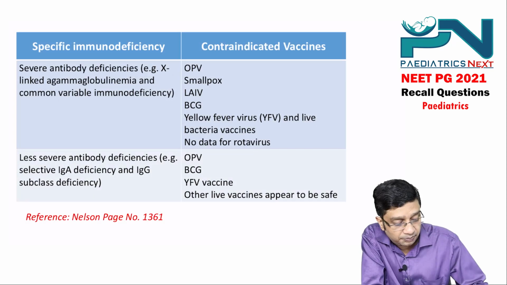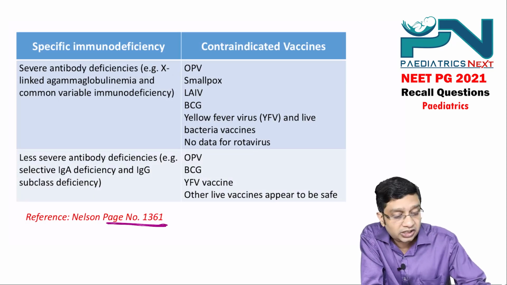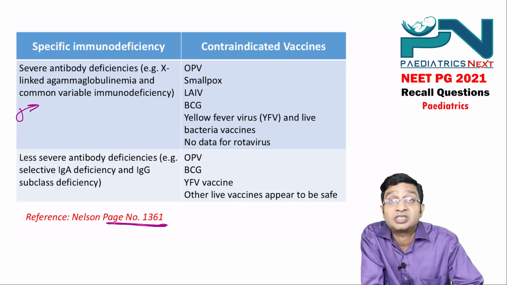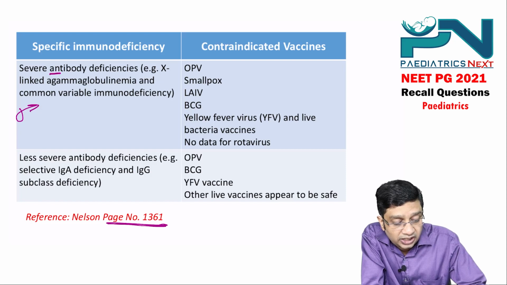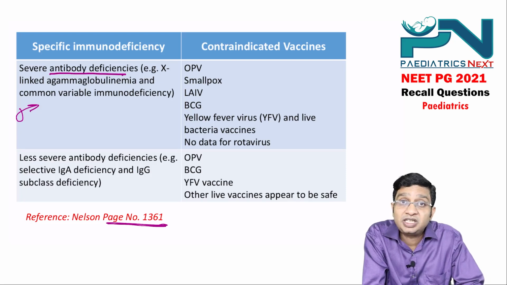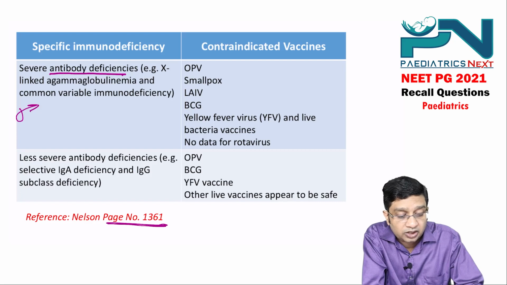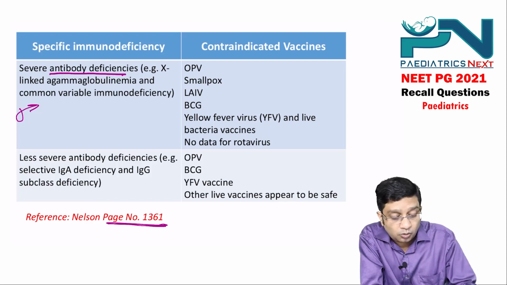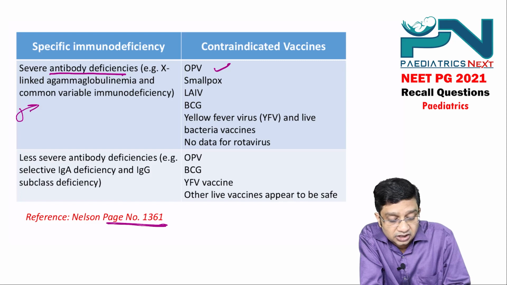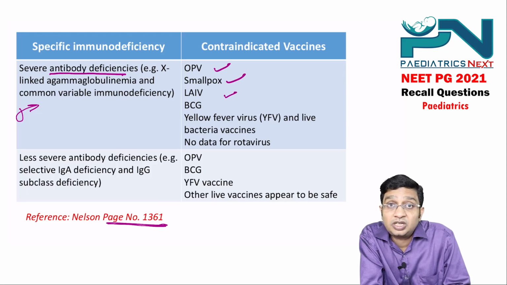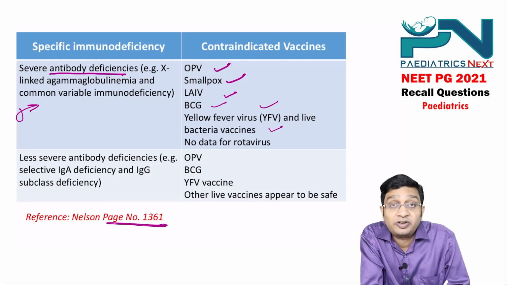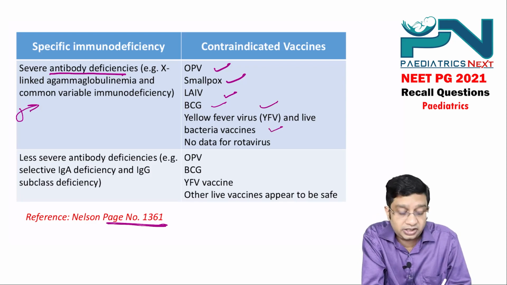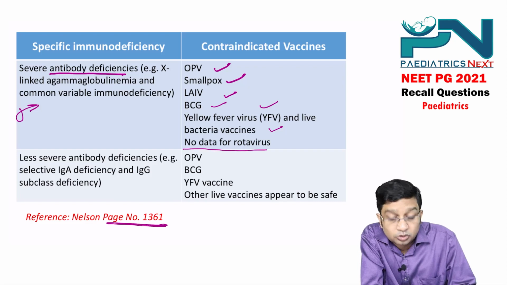This table I have taken from Nelson, page number 1361. Here they write the specific immunodeficiency and the contraindicated vaccines. If you see severe antibody deficiency, maybe X-linked agammaglobulinemia or Bruton, and common variable immunodeficiency, what do we say? Oral polio vaccine, smallpox, live attenuated influenza virus, BCG, yellow fever and live bacterial vaccines. All these are contraindicated and there is no data for rotavirus.